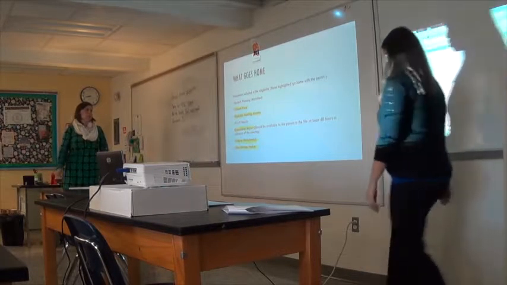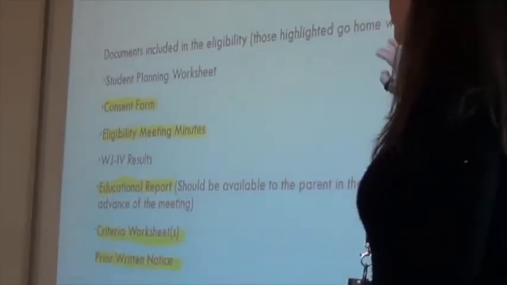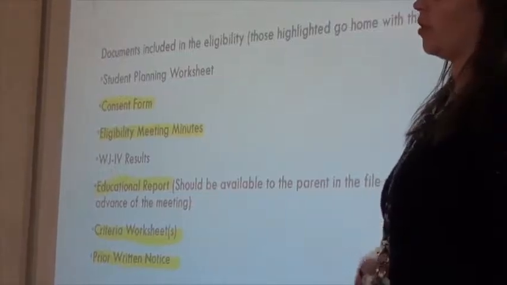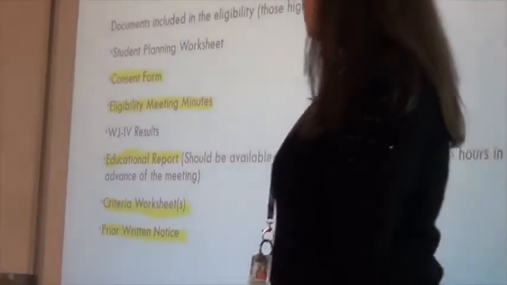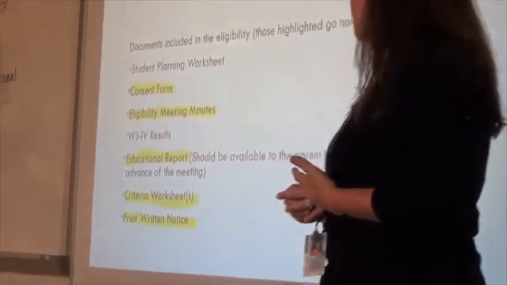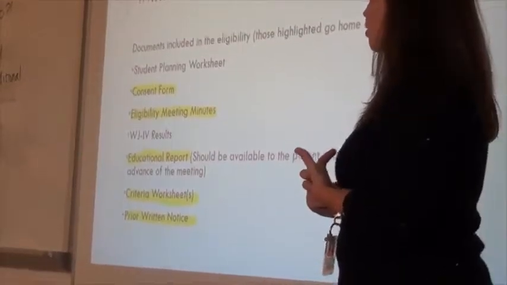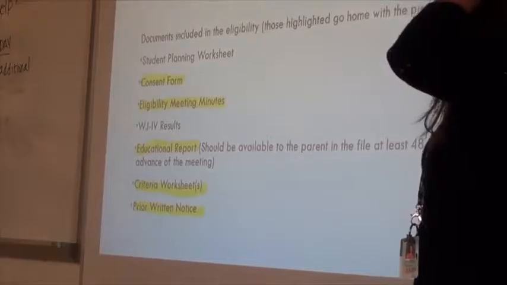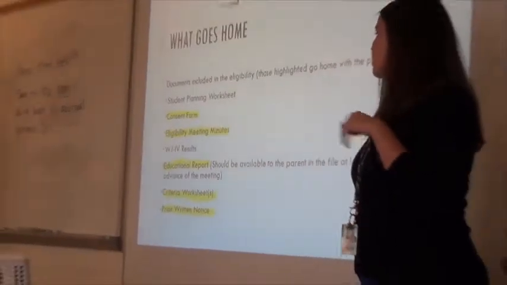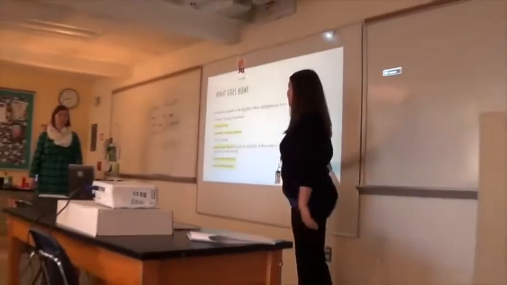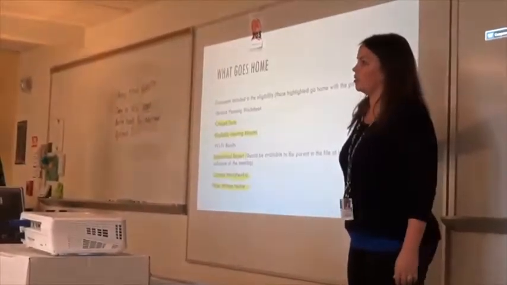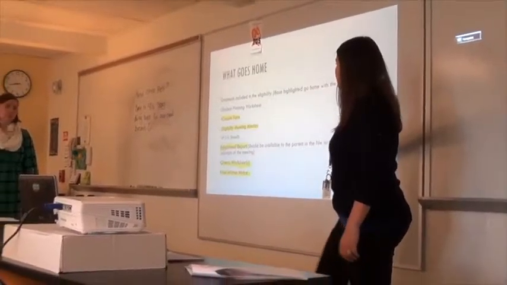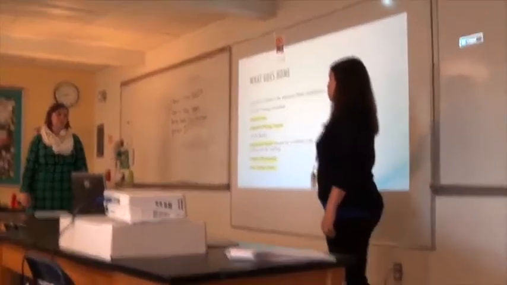So what goes home? This is everything that should be in your eligibility packet. The planning worksheet, and it doesn't have to be in this order, this is just everything. The worksheet, the consent form, the meeting minutes, the results from the Woodcock-Johnson, the educational report that Sarah showed you, that Word document, the different criteria worksheets, and the prior written notice. What's not up here is the observation form, but that is also a part of the packet. The things that are highlighted are the things that go home.